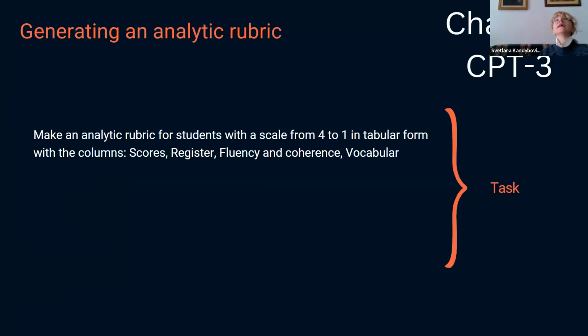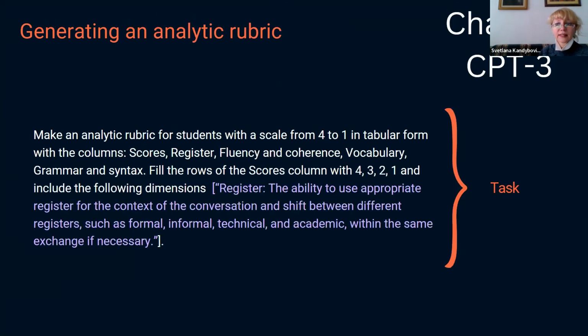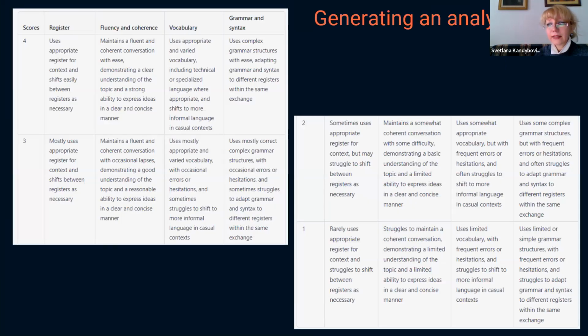The next type of rubric that we can also generate with ChatGPT is an analytic rubric. This time I asked ChatGPT to make an analytic rubric for students with a scale from 4 to 1 in tabular form with the columns. Then you give the names of columns and fill the rows of the scores column with 4, 3, 2, 1 if you use numbers, and include the following dimensions. And again, you paste the dimensions that are important for you, that are relevant for your can-do statement. And that's what you get. ChatGPT generates an analytic rubric for you. It's an example.